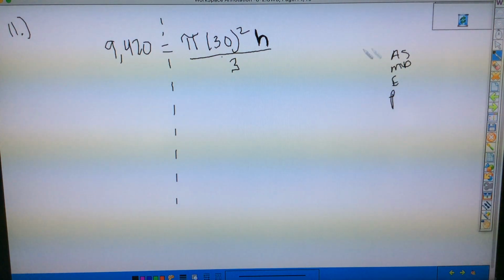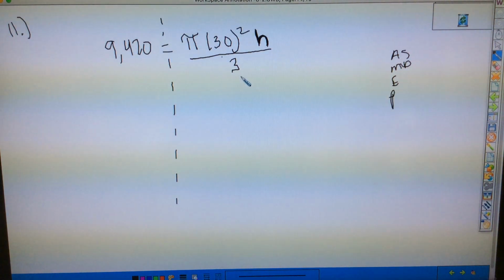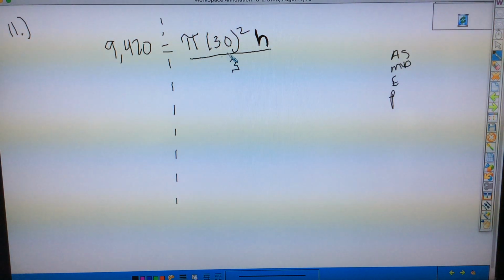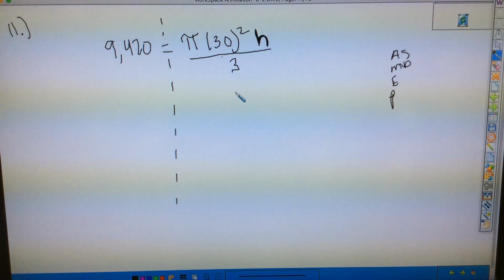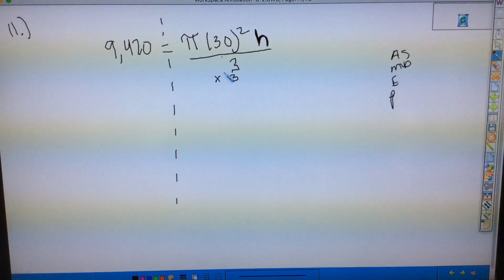So adding and subtracting, well, there's no addition or subtraction going on here. So you're going to go to multiply, divide. In order to get to this stuff, I have to get rid of this divided by 3 first. So I'm going to do the opposite of divided by 3, and I'm going to multiply both sides by 3.